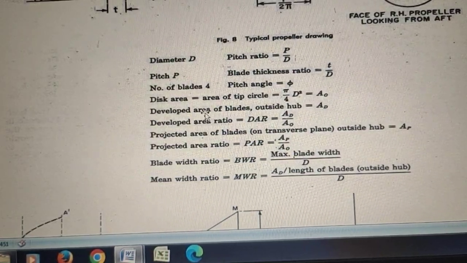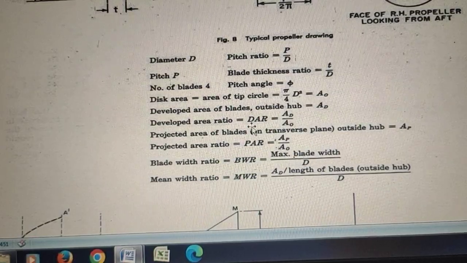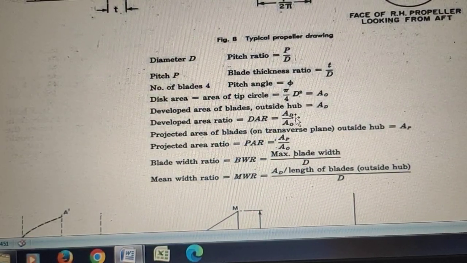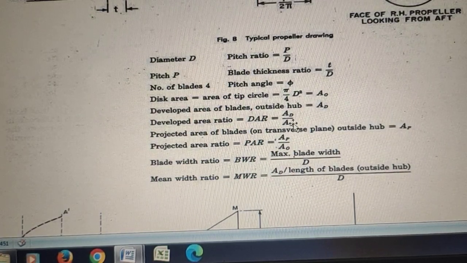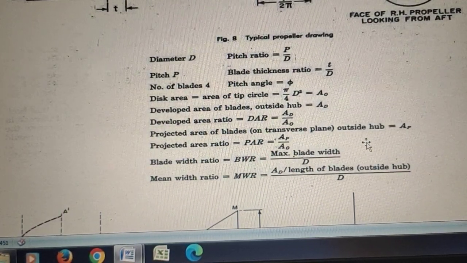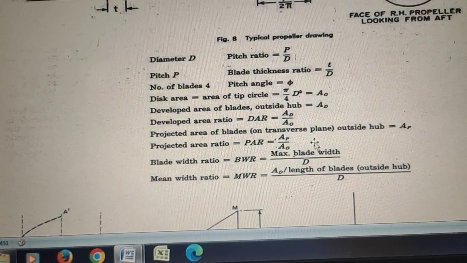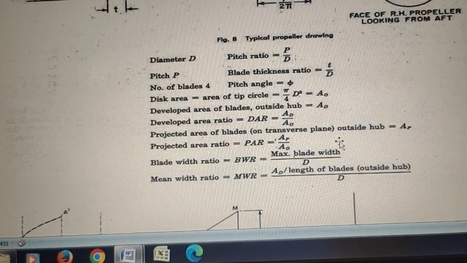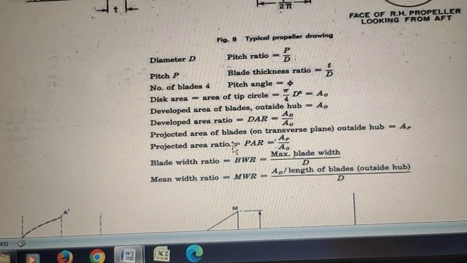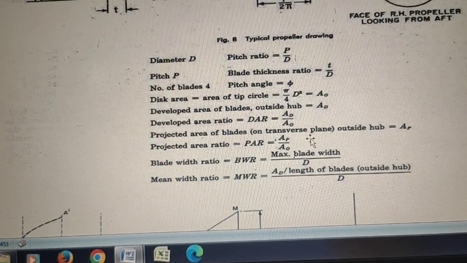This is the developed area of the blade. Developed area ratio, DIR. That is the projected area against the developed area. These are parameters of the propeller, and it's based on these parameters the propeller is designed. So these are the projected area of the blade on transverse plane.